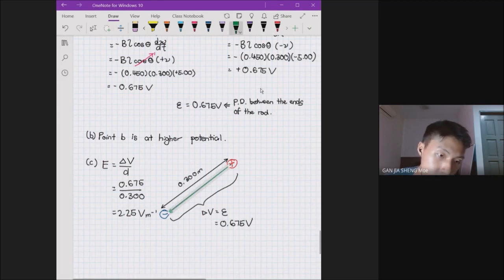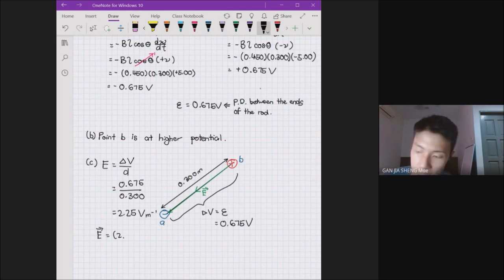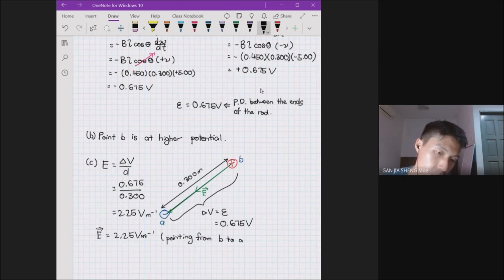This should be the direction of the electric field. Therefore, this is what we call point A just now, right? This is what I call point B, right, just now. So the direction of the electric field, you can write it in terms of vector first: 2.25 volt per meter. Then the direction is pointing from B to A. Okay, nothing too complex over here.